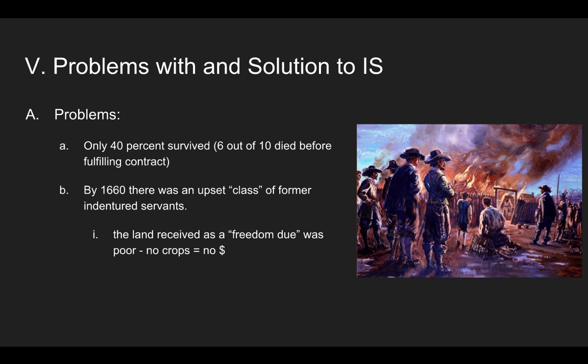So the land received as a freedom due was poor. They couldn't grow crops on it. They couldn't make their own money. So they were in a state of total poverty. So they're upset, and because they're upset, they want to maybe fight back or find those that are responsible for their poor condition.